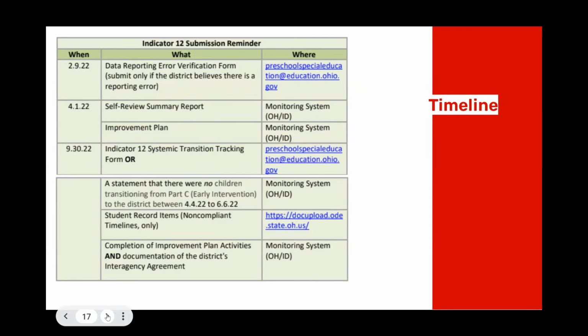This chart, which is also in the manual, just gives a nice overview of what date and what is due and where you would upload that information.